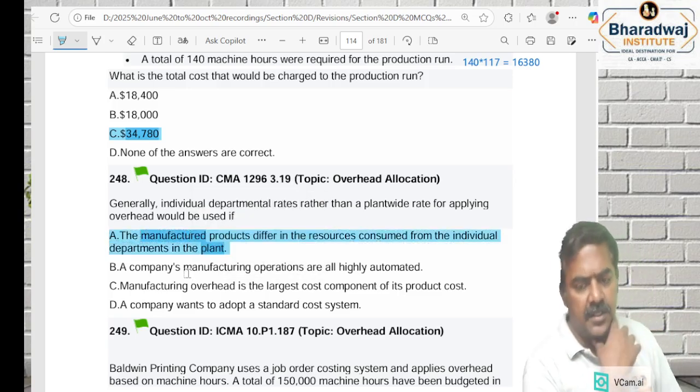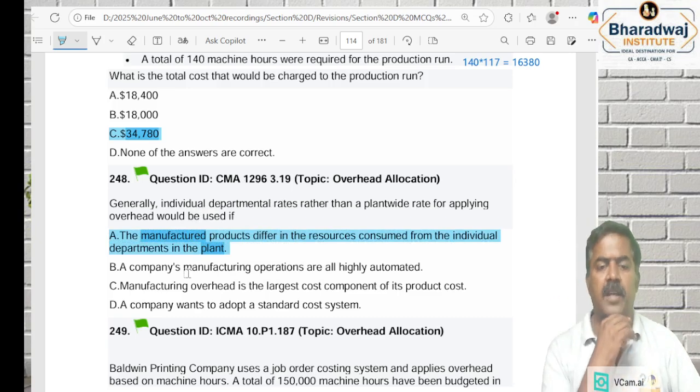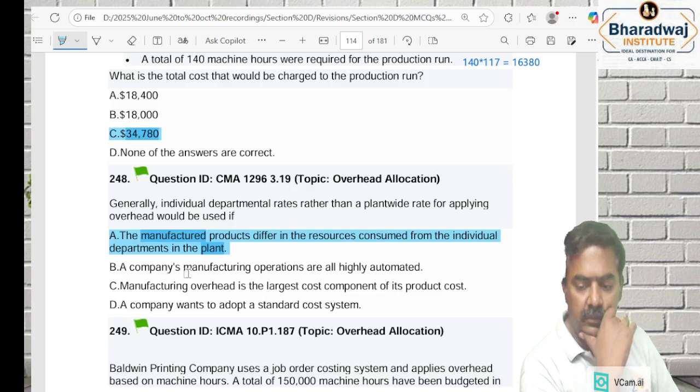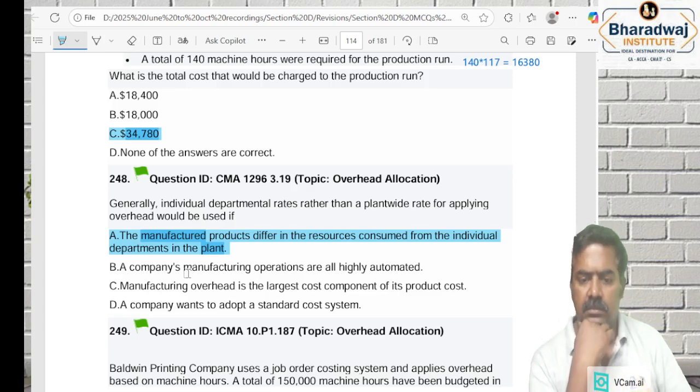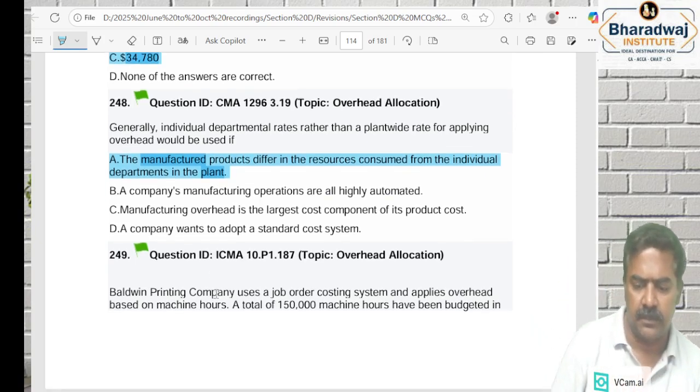Individual department rates are better for applying overheads because different resources are consumed.